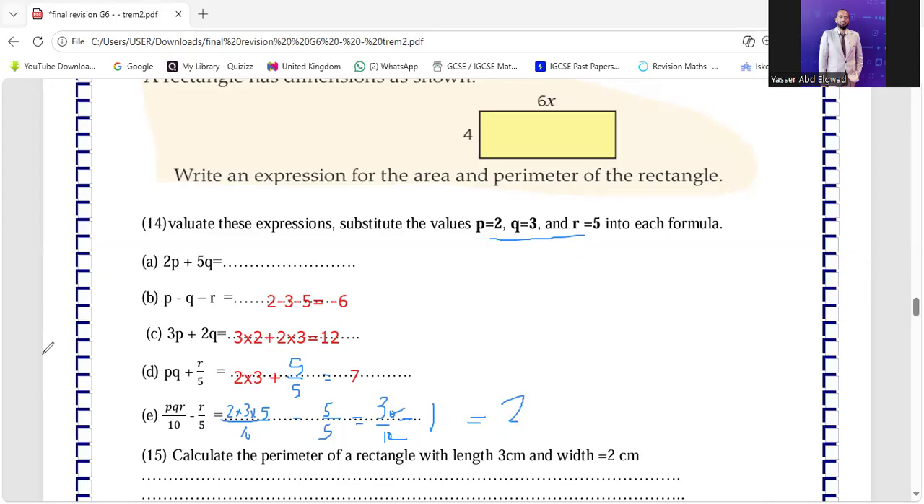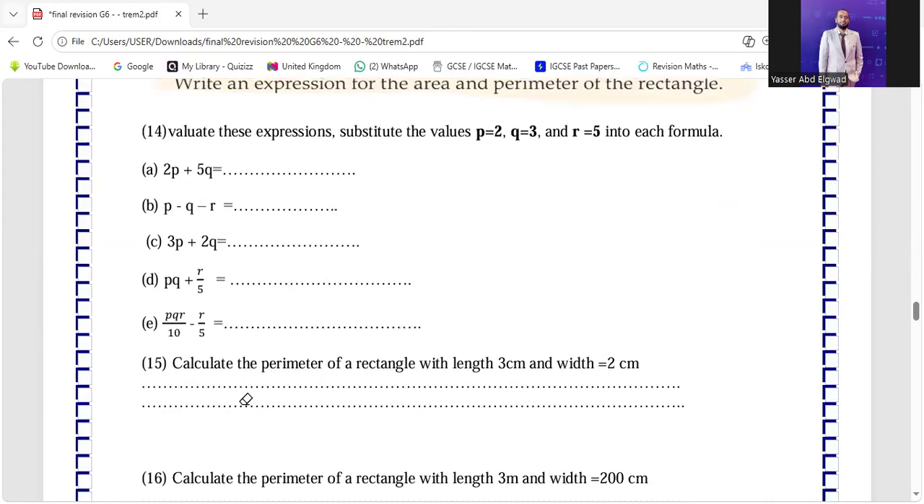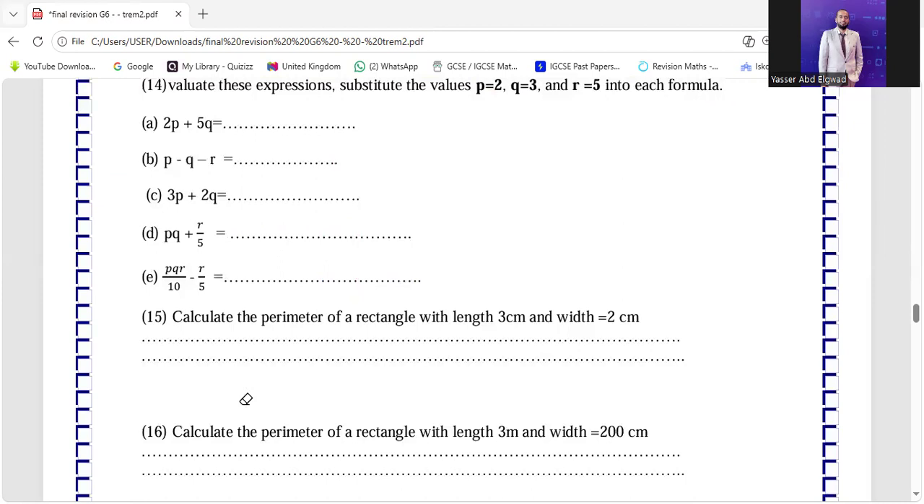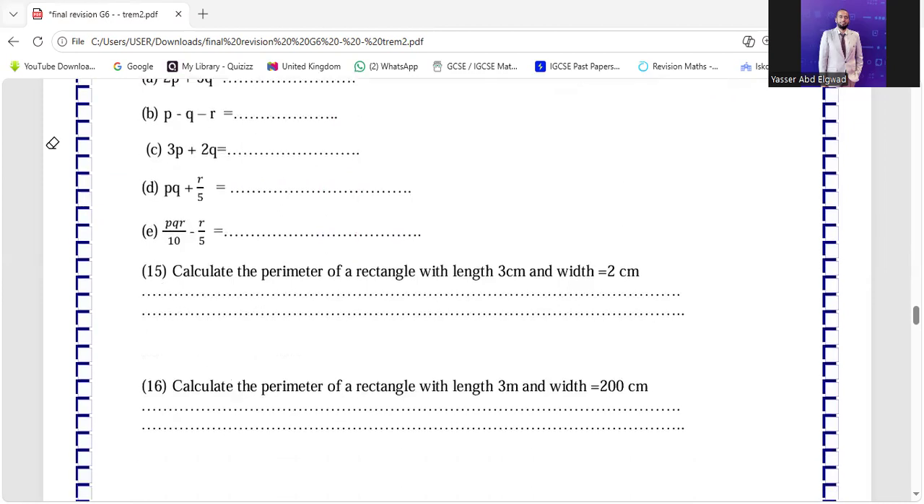The next one depends on only one idea. Here is about perimeter and area. Perimeter, as we said, we add and multiply by 2. But before we add, concentrate that the units are the same: here is centimeter and here is 2 centimeter. We can add and multiply by 2. So here, 2 times length plus width: 3 plus 2 is 5, multiplied by 2, we get 10.